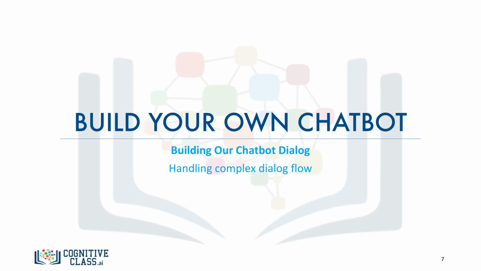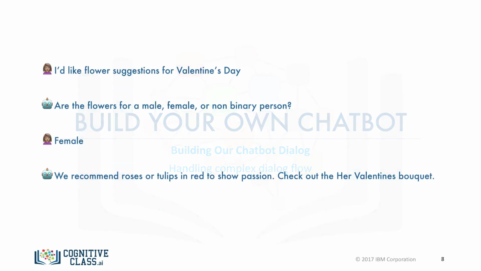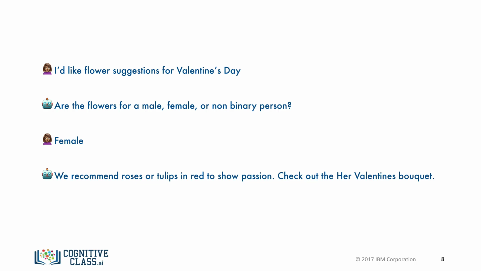In this video, we're going to add a few nodes to our dialog in order to handle more complex interactions with the user. Consider this scenario. A user is asking for flower recommendations for their partner on Valentine's Day. We might want to ask about the partner's gender and based on that information offer specific flower suggestions.